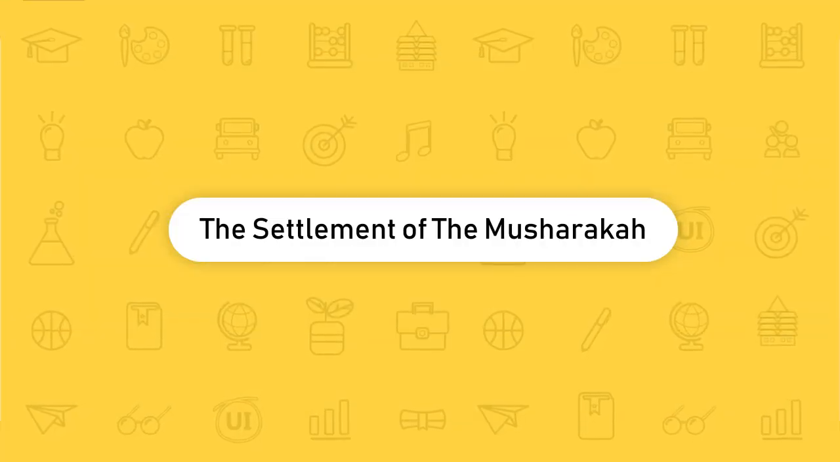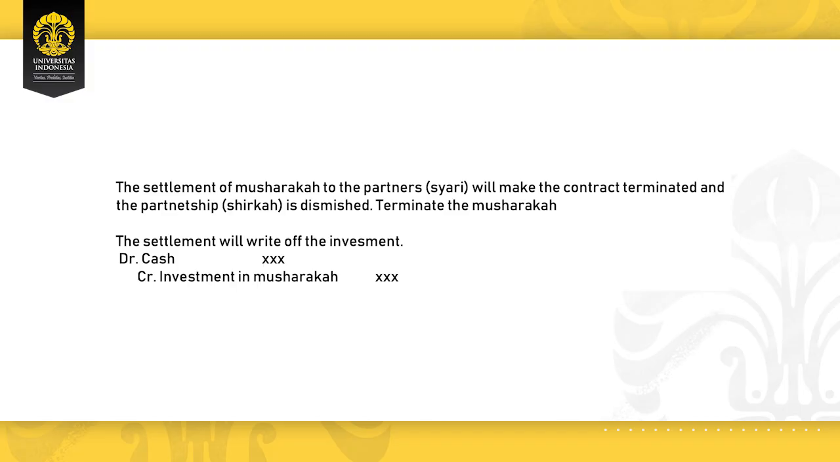The settlement of Musharakah to the partners or Shari will make the contract terminated and the partnership or shirkah dismissed. The settlement will write off the investment in Musharakah in the book of the investors. Here is the journal entry.